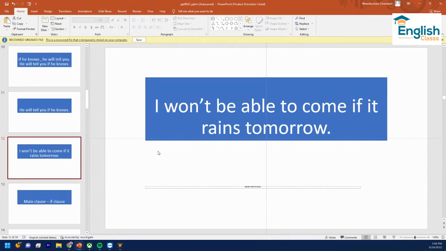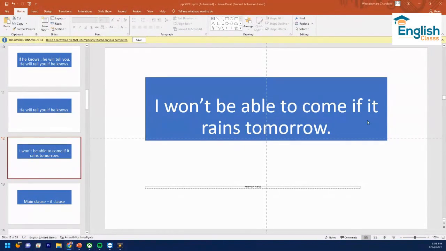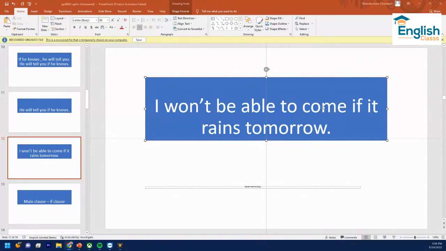I won't be able to come if it rains tomorrow. Now look at the if clause here. If it rains tomorrow, that is something which is going to happen tomorrow. But to intend future, you have to use simple present tense with the if clause. If it rains, you can never use simple future tense here. It will rain is not possible here. With the if clause, you can never use will. If it rains tomorrow, I won't be able to come.